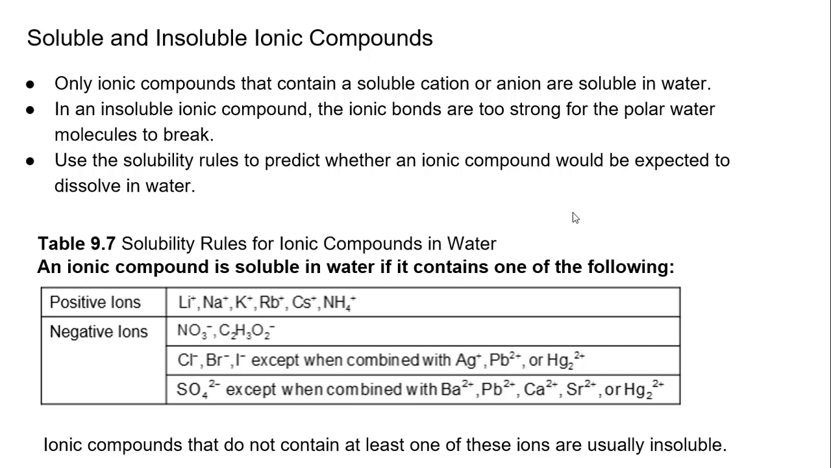So now we're going to discuss soluble and insoluble ionic compounds. We're going to use the double displacement reaction, or double replacement reaction, to determine if a solid precipitate can form. Now here is a chart of solubility rules. They're way more expansive than this, but for right now, this is what we're going to look at. Only ionic compounds that contain a soluble cation or anion are soluble in water. An insoluble compound, which means it forms a solid ionic compound, has ionic bonds that are too strong for the polar water molecules to break. We're going to use these rules to determine if a reaction will result in a solid.